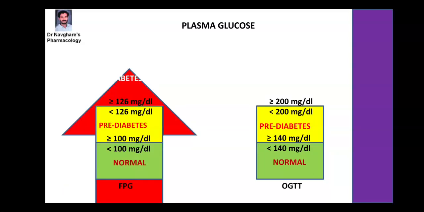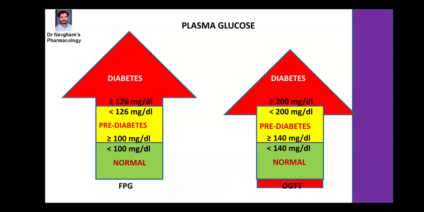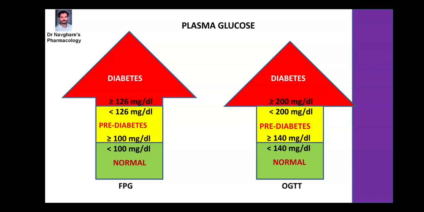So, how can one diagnose diabetes? What are the parameters for considering the normal level of glucose, pre-diabetic and diabetic level? In this case, two parameters are considered: FPG, that is fasting plasma glucose, and OGTT, that is oral glucose tolerance test. So these are the different markers where one can easily identify the plasma glucose.